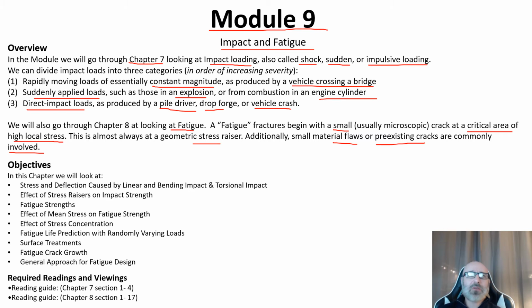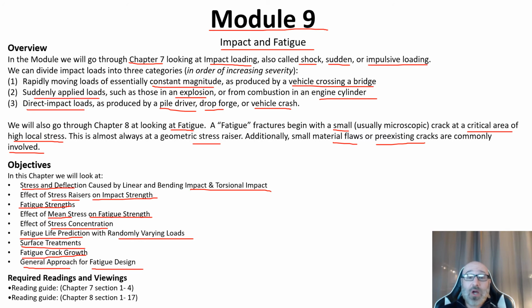So some objectives within this module here. Within this chapter, we're going to take a look at stress and deflection caused by linear and bending impact and torsional impact. We'll take a look at the effect of stress raisers on impact strength, go through some fatigue strengths, talk about the effect of mean stress on fatigue strength, look at the effect of stress concentration, then go into some fatigue life prediction with randomly varying loads, take a look at different surface treatments, talk about some fatigue crack growth, and then at the end here, look at some general approach for fatigue design.